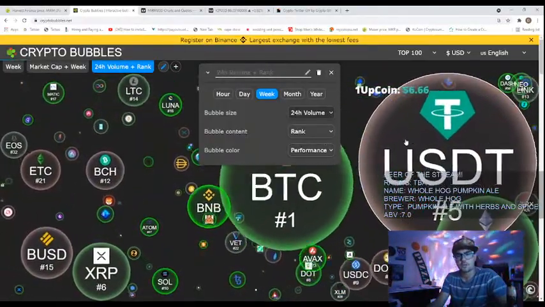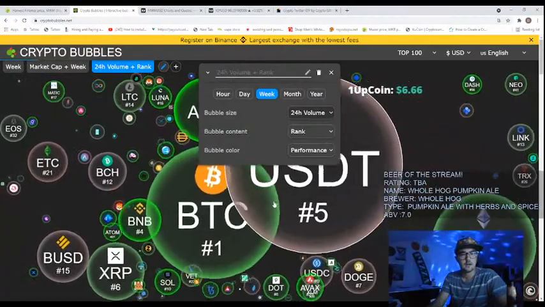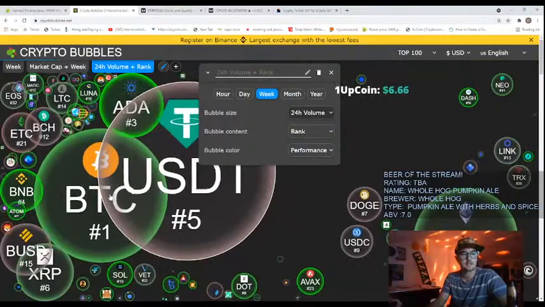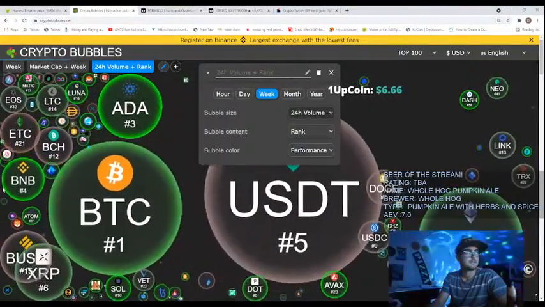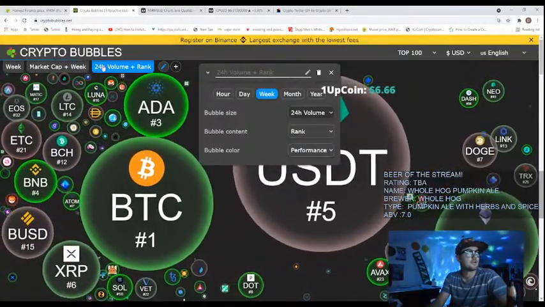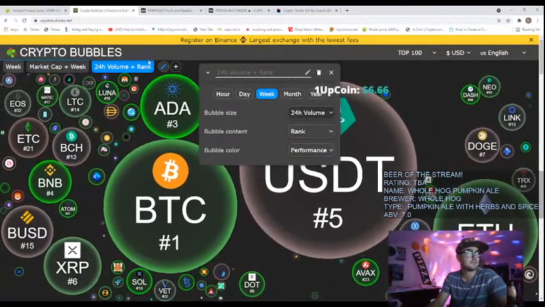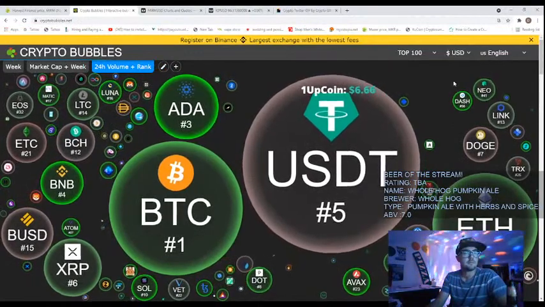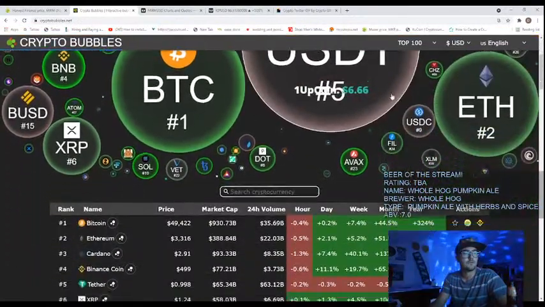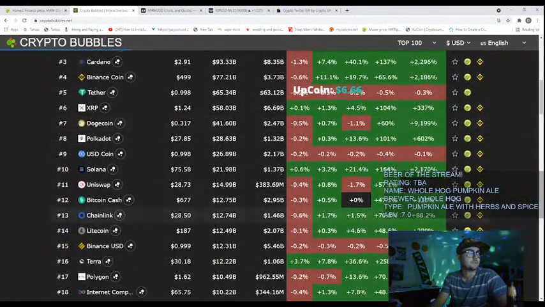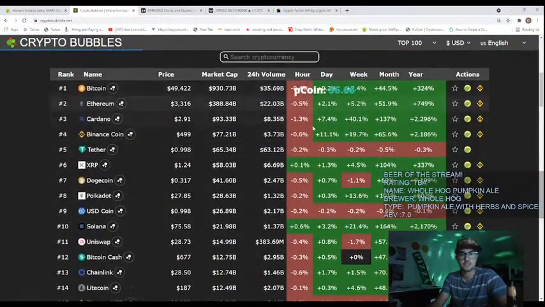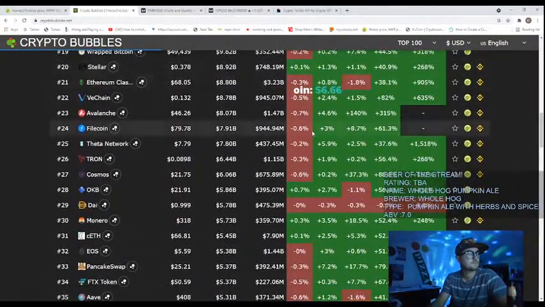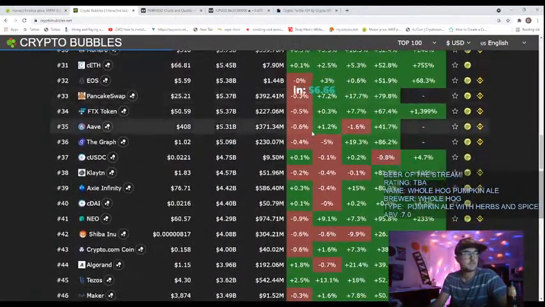I know I show this crypto bubbles a lot, and I've never gone over exactly what it does. So that's what it does. It's free, you can go on here, change the time scale and depending on what your bubble is, view that, and it really helps. There's a lot of information here on crypto bubbles, and this is updated constantly.